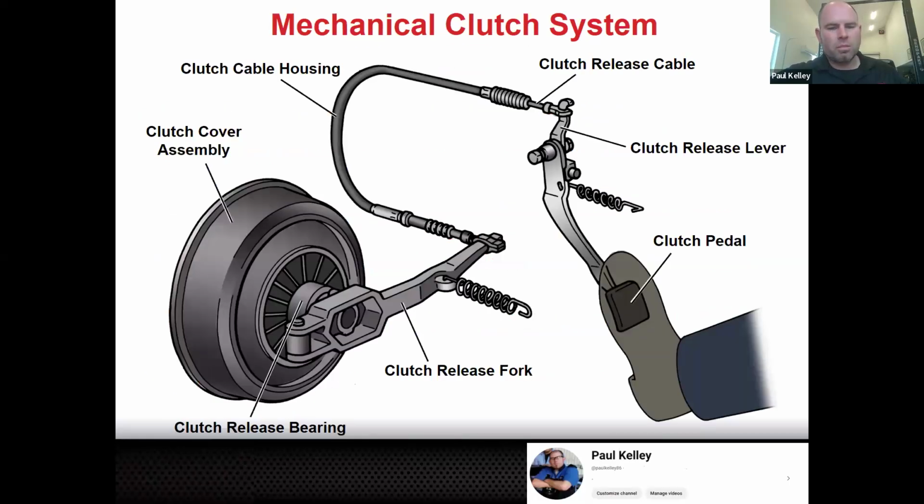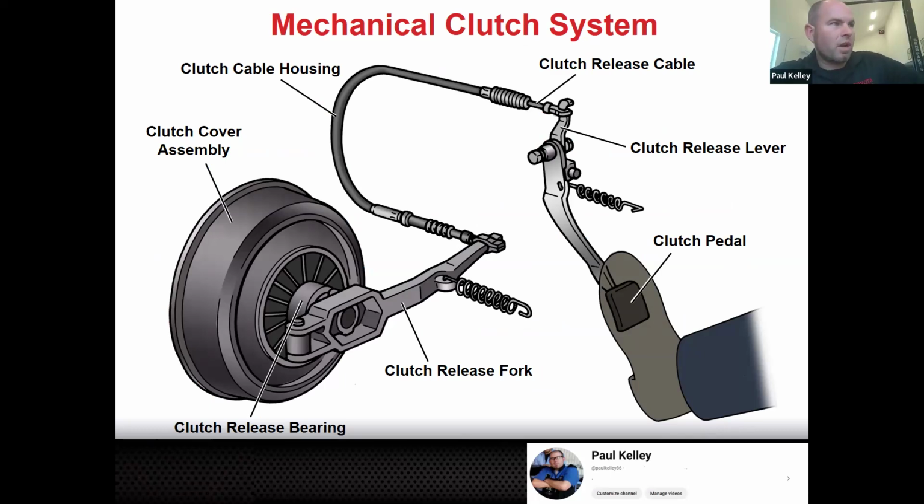Cool. So this is a little bit of a better view. When you push the pedal down, the cable gets pulled. When the cable gets pulled, it gets pulled this way, which pushes the fork into the springs. Kind of makes sense. So it's kind of interesting.